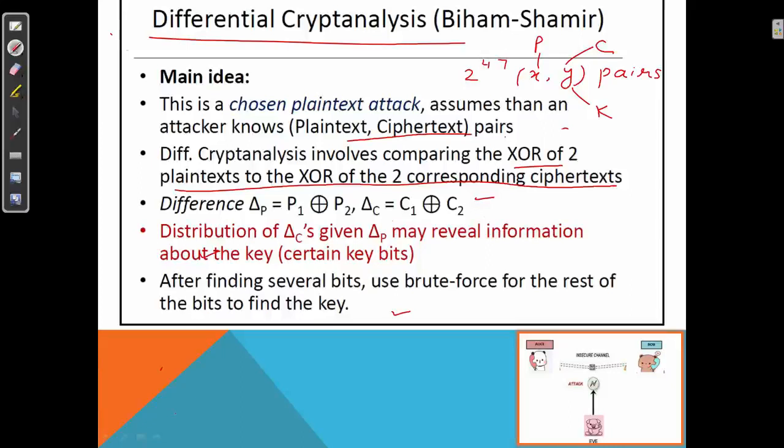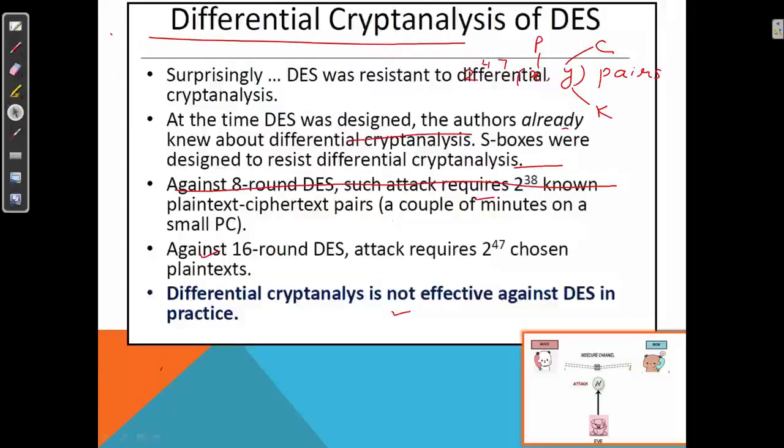The second one is linear cryptanalysis. But surprisingly, DES was resistant to differential cryptanalysis. At the time DES was designed, the authors already knew about differential cryptanalysis. The S-boxes were designed to resist differential cryptanalysis.